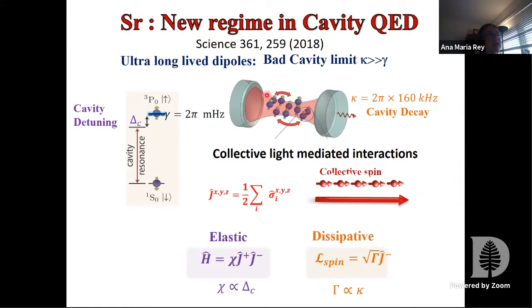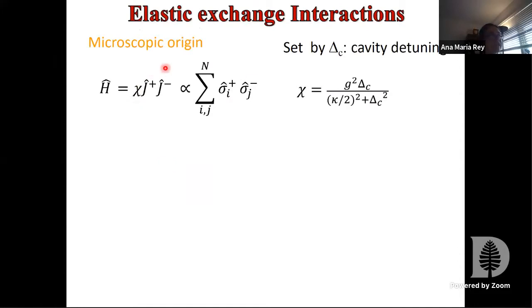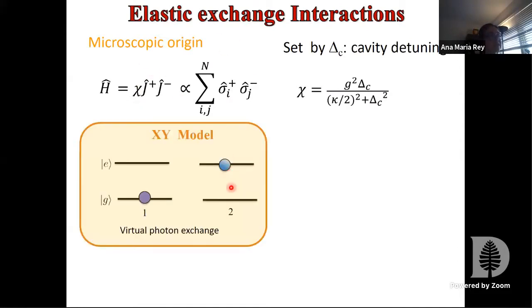So photons in the cavity mediate exchange interactions of the form J plus J minus, collective, with a magnitude that depends on the detuning of the cavity mode with respect to the atomic transition. And we also have a dissipative term, which emerges because the photons decay with a rate kappa. Let me concentrate here on the exchange interactions. These come from virtual interactions mediated by photons. An atom in the excited state goes to the ground state. This emitted photon is absorbed by the other atom, which goes to the excited state. So this is the J minus J plus term. It's collective, and as I said, it is proportional to the cavity detuning, more or less.